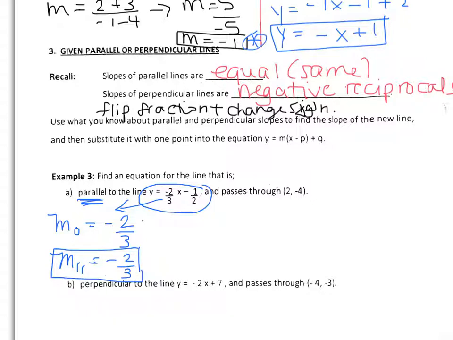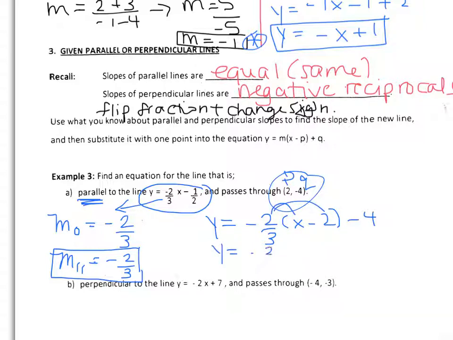It also tells us it passes through the point 2, -4. That's my p, q in my formula. So y equals -2/3 bracket x minus 2 minus 4. I'm going to distribute that -2/3 into the bracket. So I've got -2/3 x. -2 times -2 is +4/3.